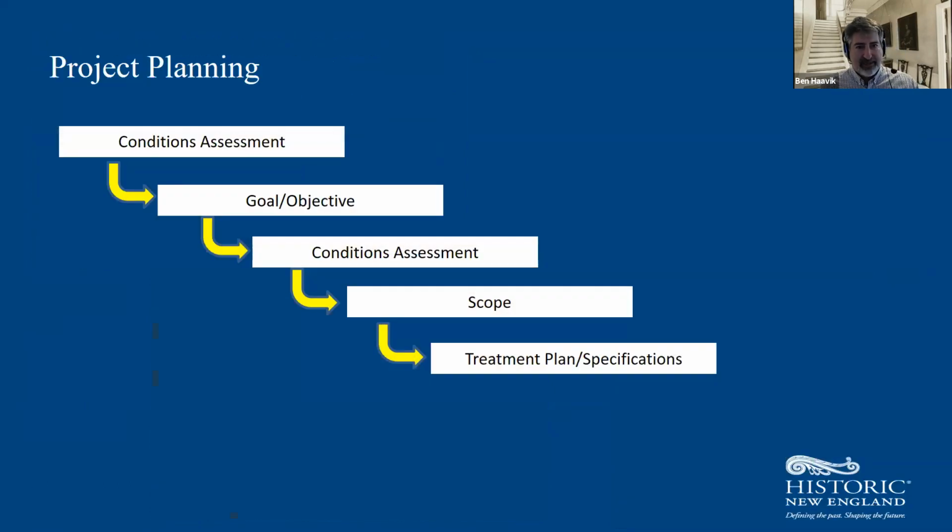So here are my 5 steps to the project planning process: condition assessments, goals and objectives, condition assessments again, scope and treatment plan, and specifications phase. So we're going to start and we're going to walk through all of these, and I'm going to start with the first condition assessment.